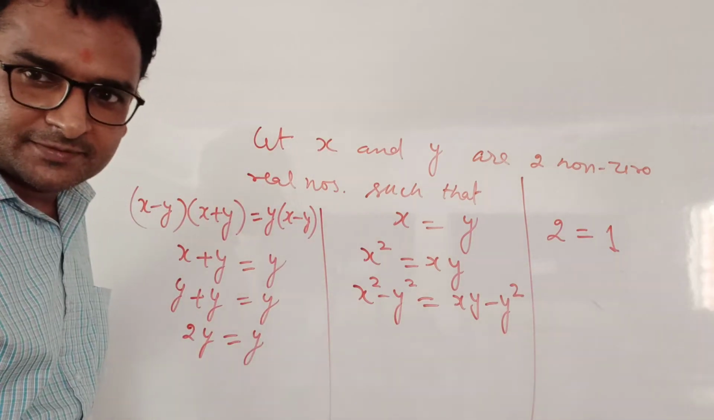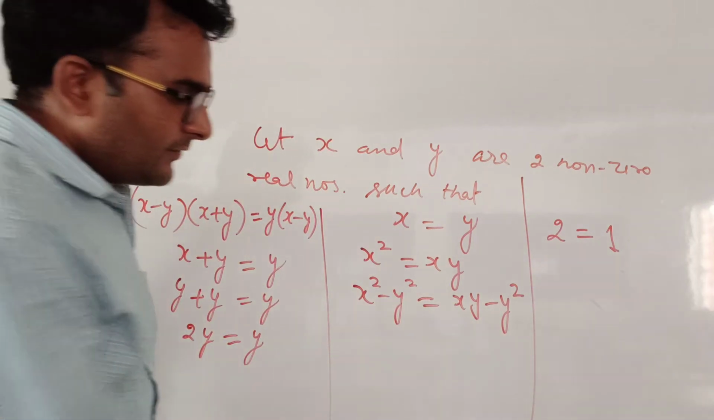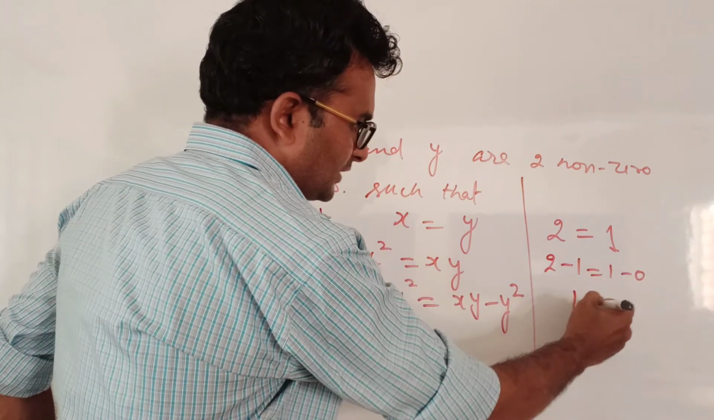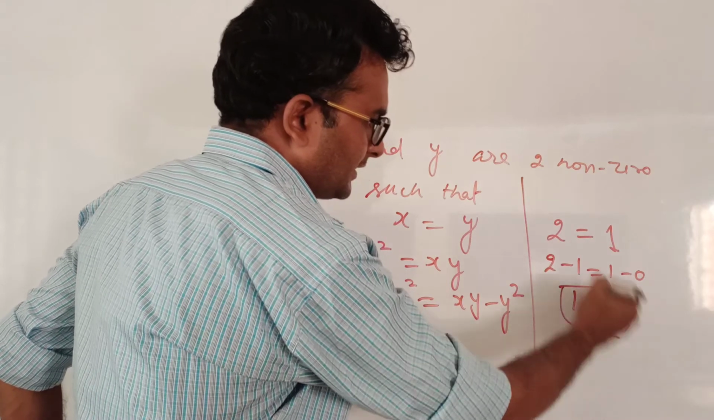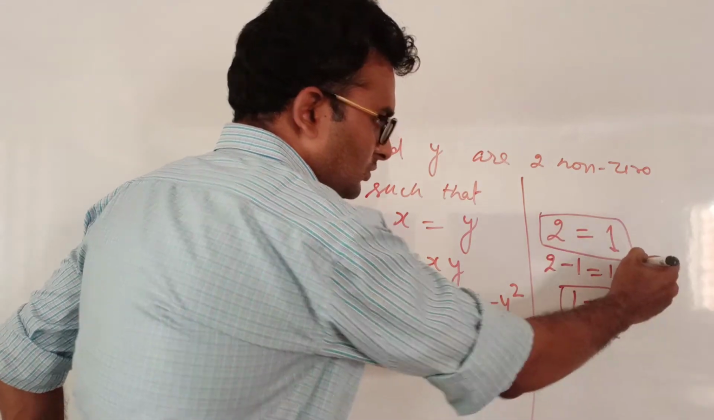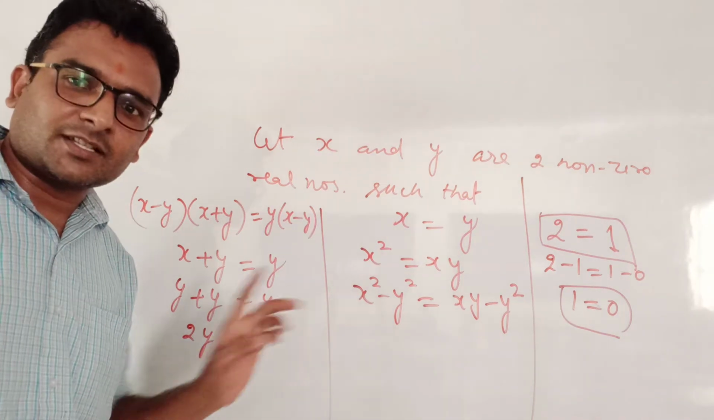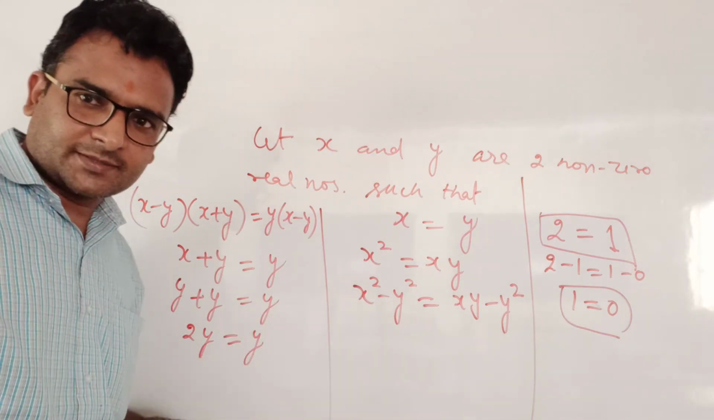See, it's a surprise. And if we subtract 1 from both sides, it can also be proved 1 is equal to 0, or 2 is equal to 1. This is again a surprise for all of us.